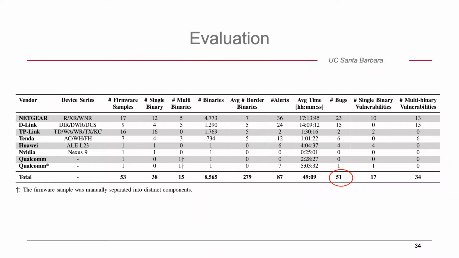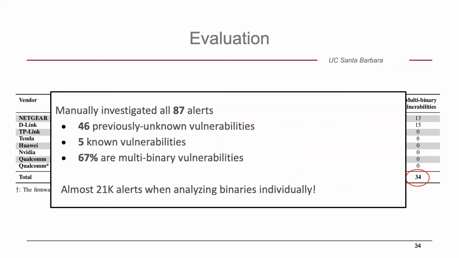So it's a decent number. About 2/3 of the alerts were true positives, were real bugs. A bunch of others were false positives for a variety of reasons. But I think two things are interesting here. One is the actual number of multi-binary vulnerabilities. So they were not in the immediate border binary: 34. That's again about 2/3, right? So it is important to track into multi-binaries, otherwise you miss binaries.